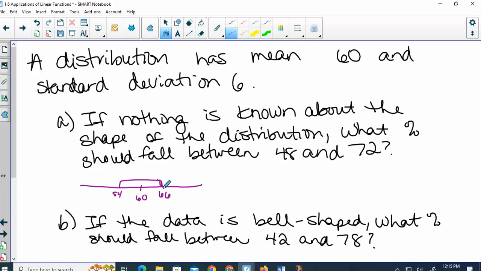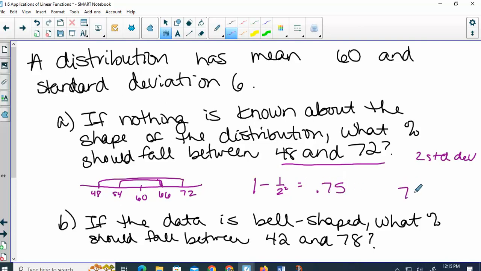Oh, sorry, I thought I was asking a different question. All right, so 2 standard deviations. We would have to do 48 and 72. So that means 2 standard deviations. Since we don't know the shape, we have to use Chebyshev's. So 1 minus 1 over k squared. What is k? 2. And what's that give me? 0.75. So Chebyshev's rule tells me 75% of my points should fall between those 2 numbers.